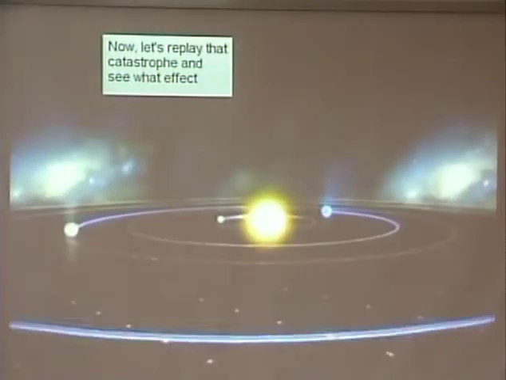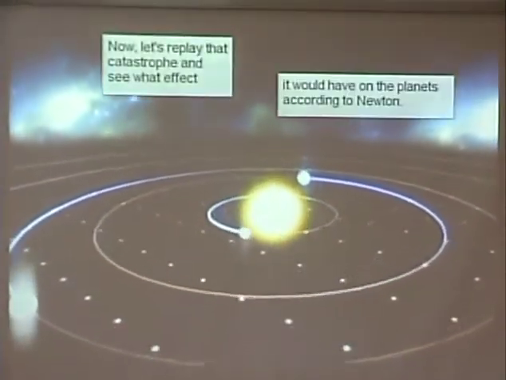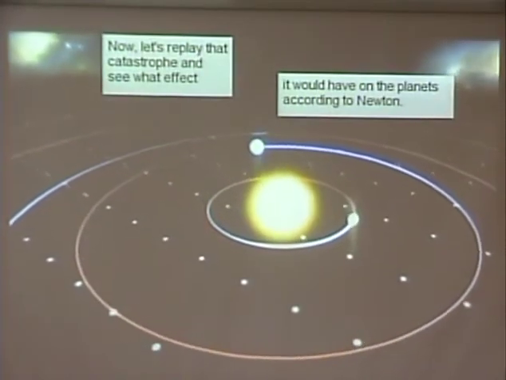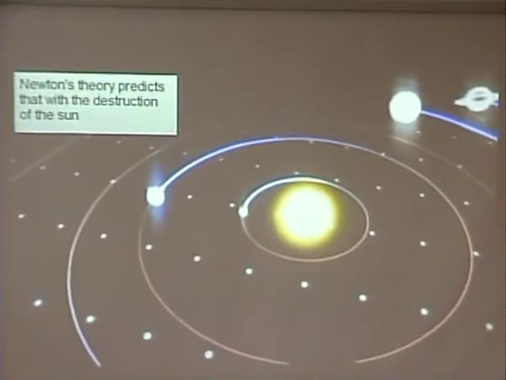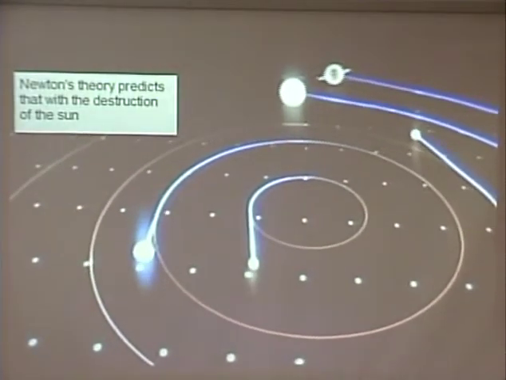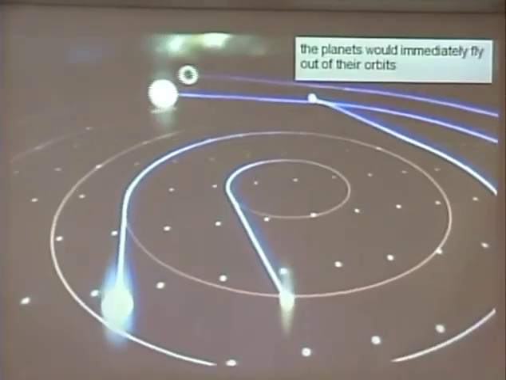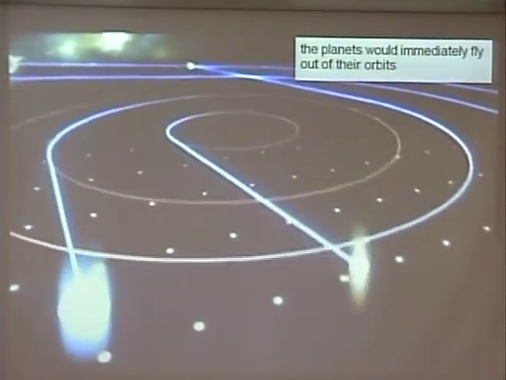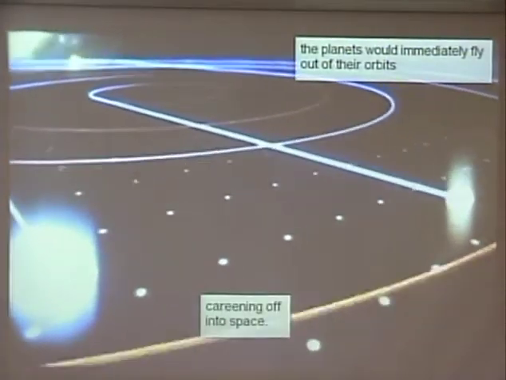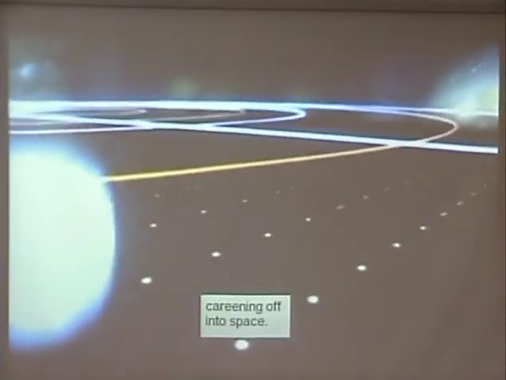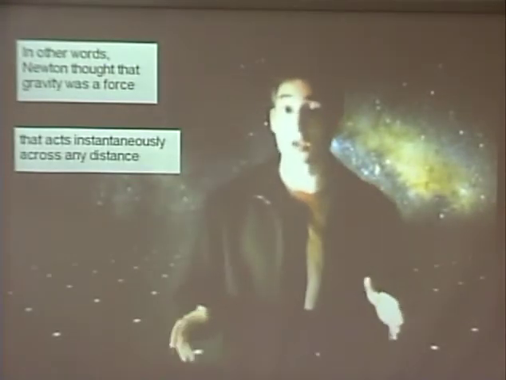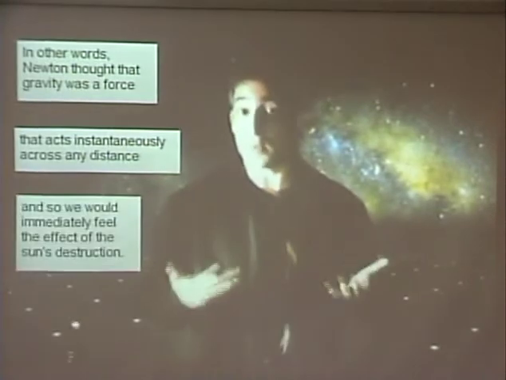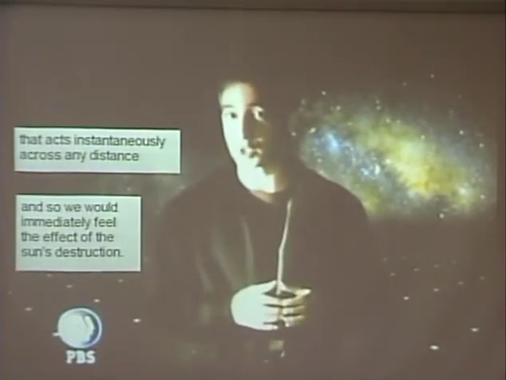Now, let's replay that catastrophe and see what effect it would have on the planets according to Newton. Newton's theory predicts that with the destruction of the sun, the planets would immediately fly out of their orbits, careening off into space. In other words, Newton thought that gravity was a force that acts instantaneously across any distance, and so we would immediately feel the effect of the sun's destruction.